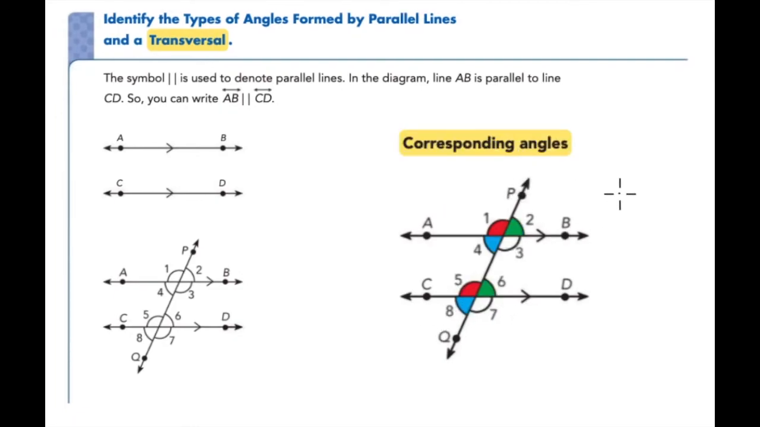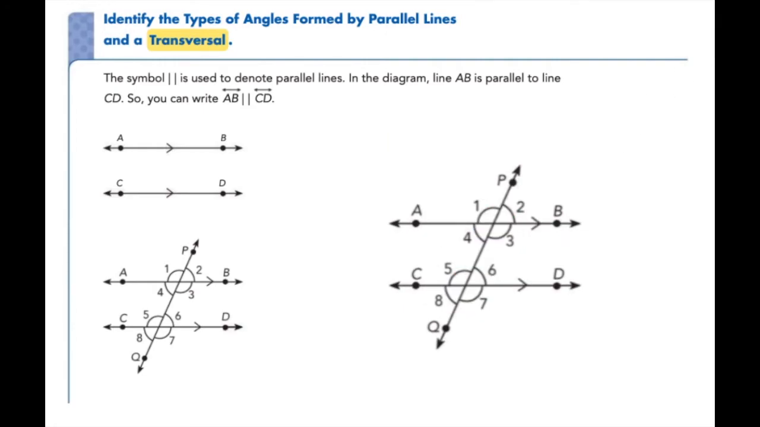We also have corresponding angles. And when we have a transversal going through 2 parallel lines, we created 4 pairs of corresponding angles. And corresponding angles are going to be on the same side of the transversal, and they are congruent angles. So if you look up here, angle 1 and angle 5, they are corresponding angles. They have the same exact measure, and they're on the same side. Same with 4 and 8. On the right side of the transversal, we have 2 and 6. And then 3 and 7 would be a pair of corresponding angles. So we had 4 pairs of corresponding angles. Angle 1 and 5 was a pair. Angle 4 and 8. Angle 2 and 6. And then angle 3 and 7.